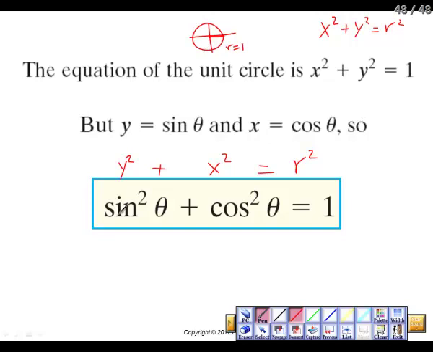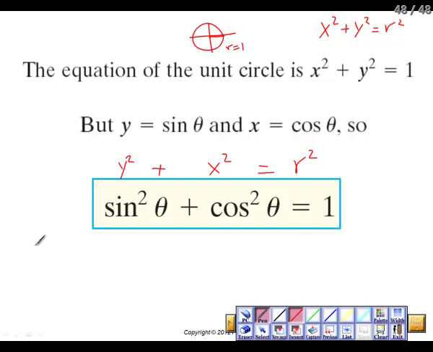Since sine is synonymous with y, then it's sine squared theta. And then x is synonymous with cosine, so x squared is going to be cosine squared, equals r squared, which is, well, 1 squared, that's just 1. So we can say that sine squared theta plus cosine squared theta equals 1. And we can use that to help us to solve problems.